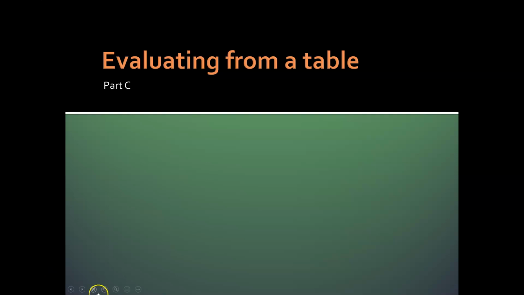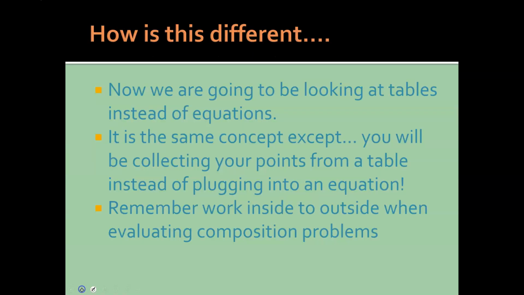All right, guys, so today we are going to look at evaluating from a table. We have already looked at evaluating from an equation with composition of functions, and we've looked at evaluating with a graph. Today we're going to wrap up evaluation, and you'll have your quiz on Friday on all three of these.